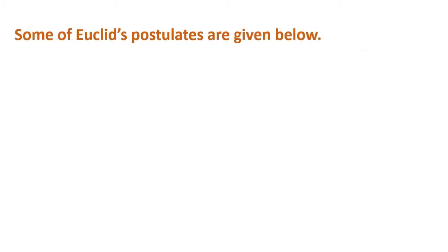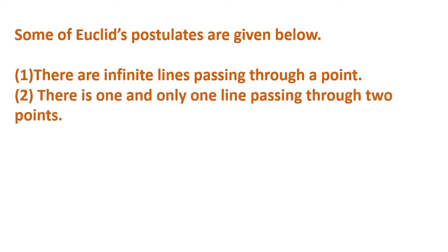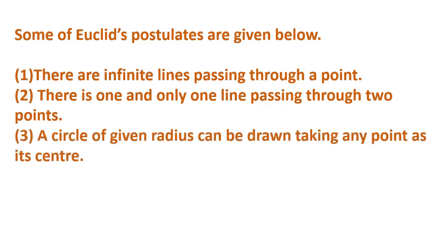So you need to know certain postulates made by Euclid at that time, such as there are infinite lines passing through a point, which we showed in the last video. A lot of lines can pass through one point. And second, another activity was there which told that there is one and only one line passing through 2 points. These postulates were put forward by Euclid at that time.